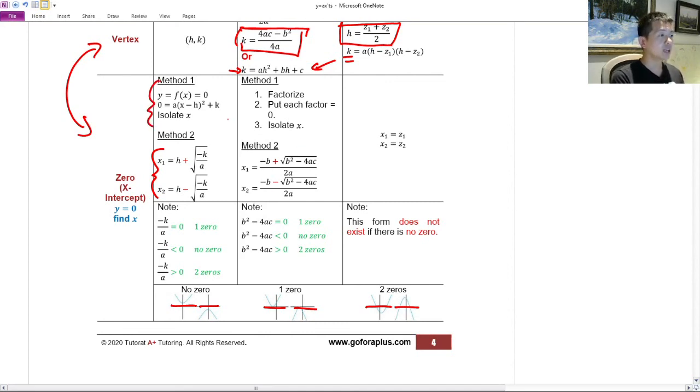Now, same thing with the general form. We put each factor equal to 0. So factorize, put each factor equal to 0, and isolate your x. We need to find out what x is, so always isolate x. The second method is the quadratic formula. We call this the quadratic formula, and you will have to remember this all the time, next year, in CEGEP, university, everywhere. It's literally everywhere because we use this in physics as well.